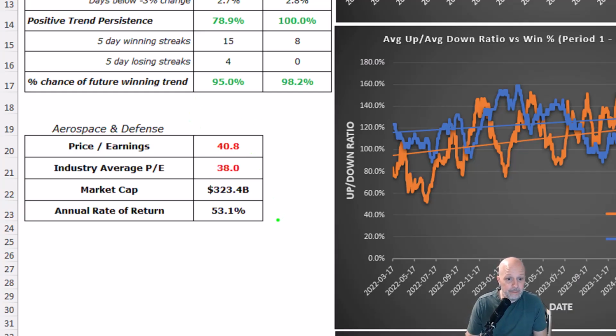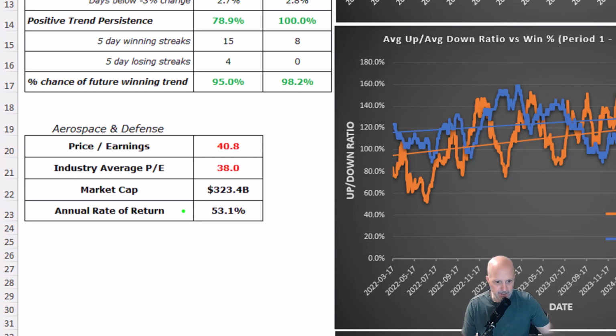And then 2 other pieces of information. I have market cap, just the size of the stock. So basically, this is the number of available stocks times the price. And then your annual rate of return over the entire period. So that's basically from the beginning of period 1 to the end of period 2, which is today. So GE, over this period, has had a 53.1% annual rate of return, which is obviously amazing. Not something that's going to last forever, but it's been a great stock for a while.